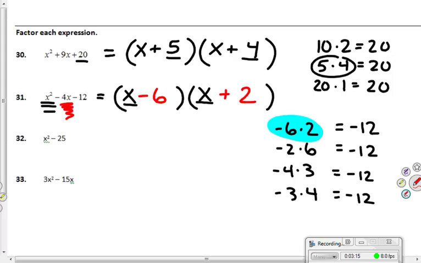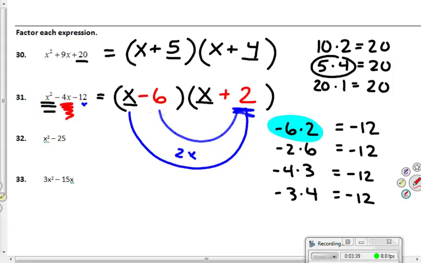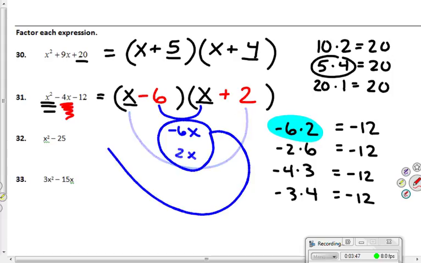That was done by trial and error. We put some choices on the board, and then we got the one that makes it look like this. Ready? What's x times x? What's negative 6 times 2? Then, imagine I had my outside 2x and my inside negative 6x. What would you get if you combined them? Which was our goal, negative 4x.